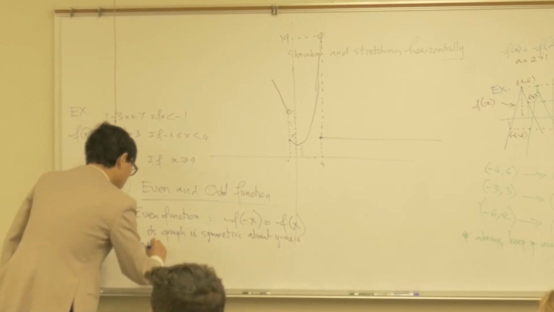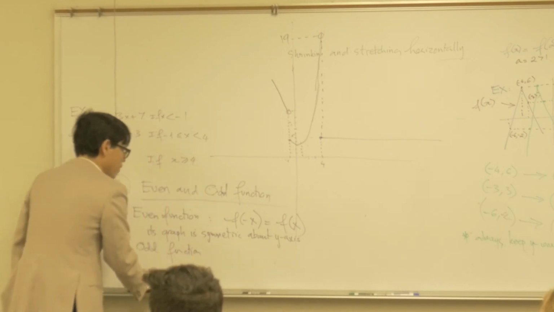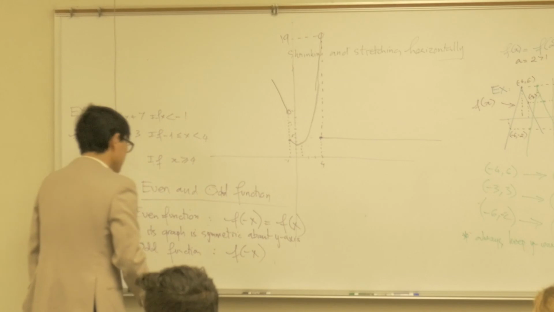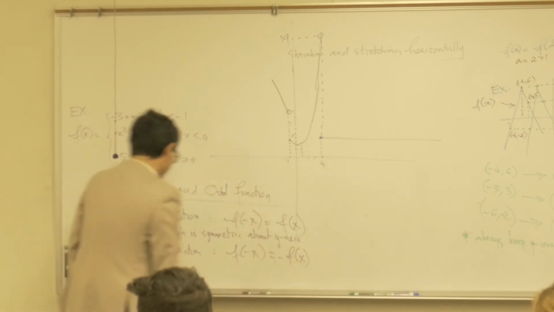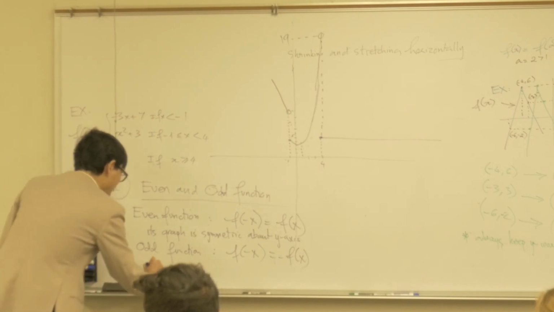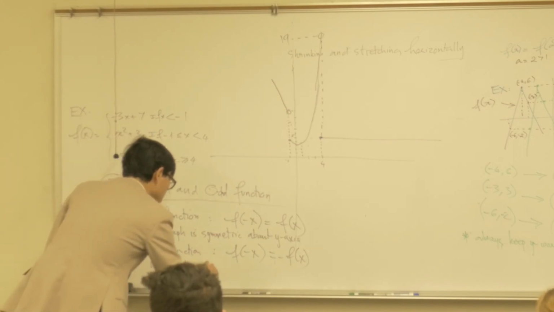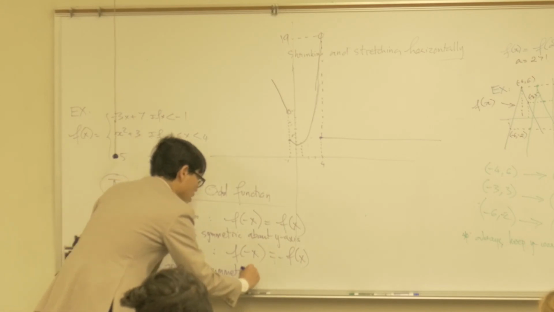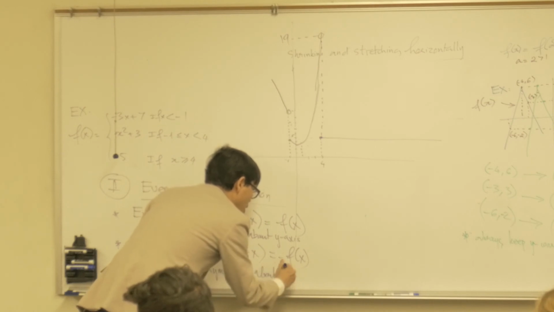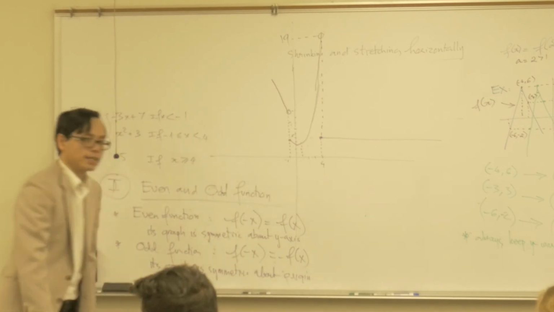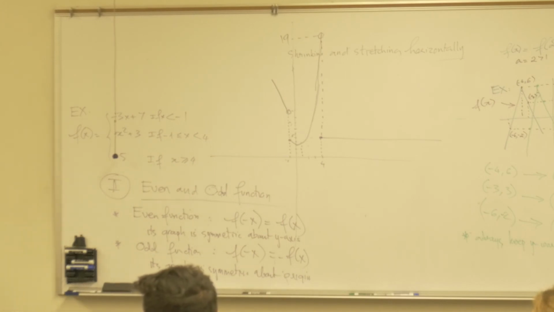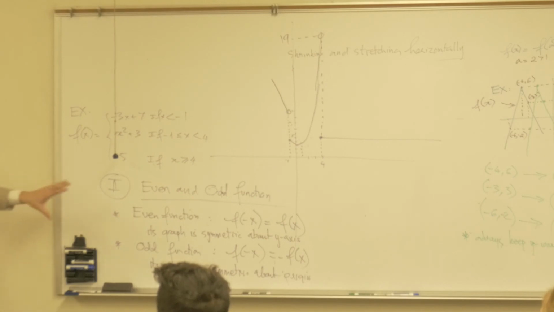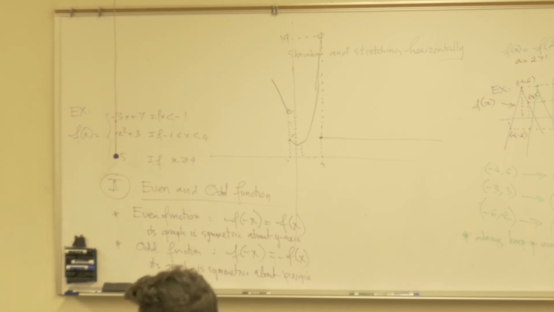And if it is an odd function, f of negative x equals negative f of x, and the graph will be symmetric about the origin. An example of an odd function is x to the third power. The cubic function is an odd function. Next time I'm going to give you a couple more examples, and we're going to learn how to check if a function is even or odd. I think that's all for today. Do you have any questions? Let me know.